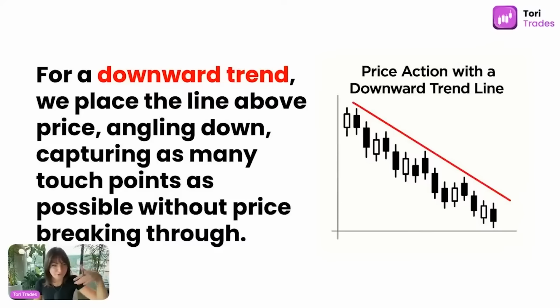So this is the literal definition of our downward trend lines. First of all, we have to make sure it's angled downward. Second of all, we have to try to capture as many touch points as possible. But then the third most important key here is it cannot break through. Price can't cross through. It cannot poke through. We are truly envisioning this line holding the price down.